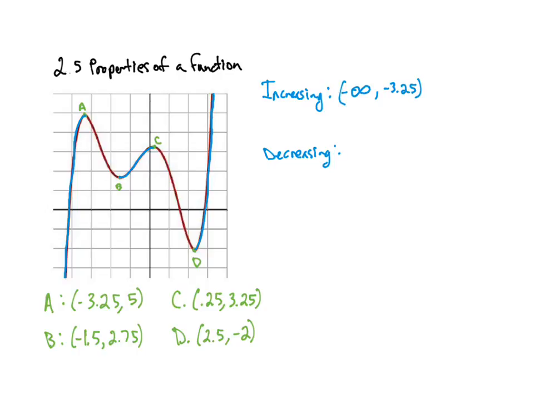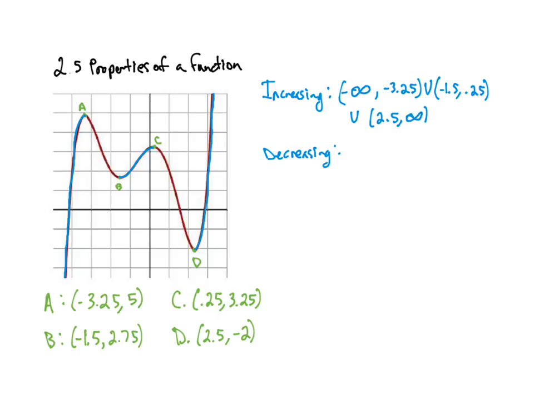Then it takes a break, and then it's going to increase between B and C. So we'll say union, the x value of B is negative 1.5 up to 0.25, and then it's going to increase again once we get to D, so 2.5 and above. So that's where we see that this function is increasing.